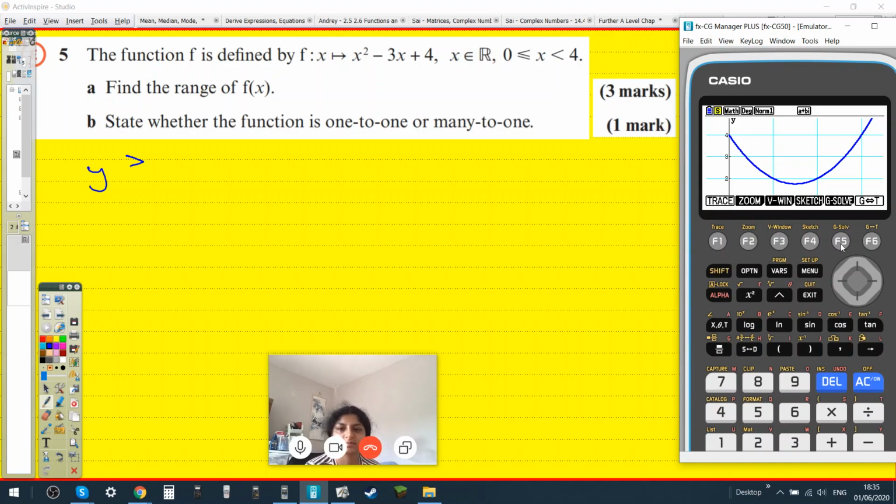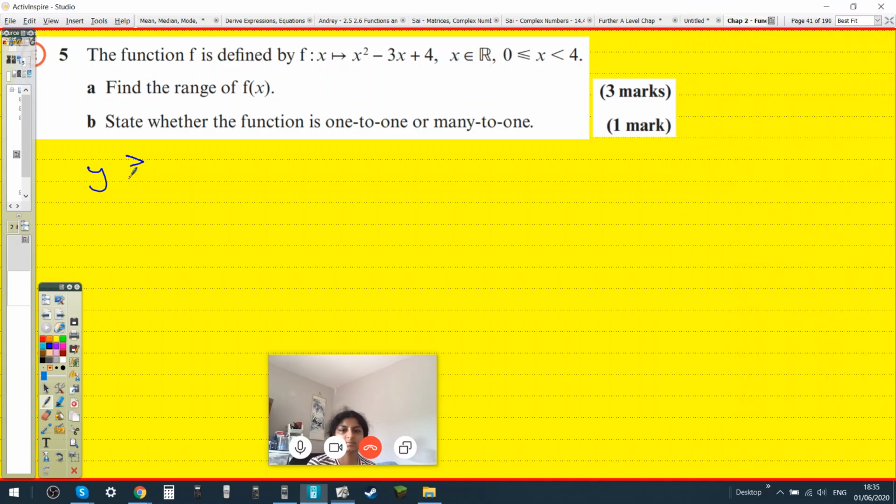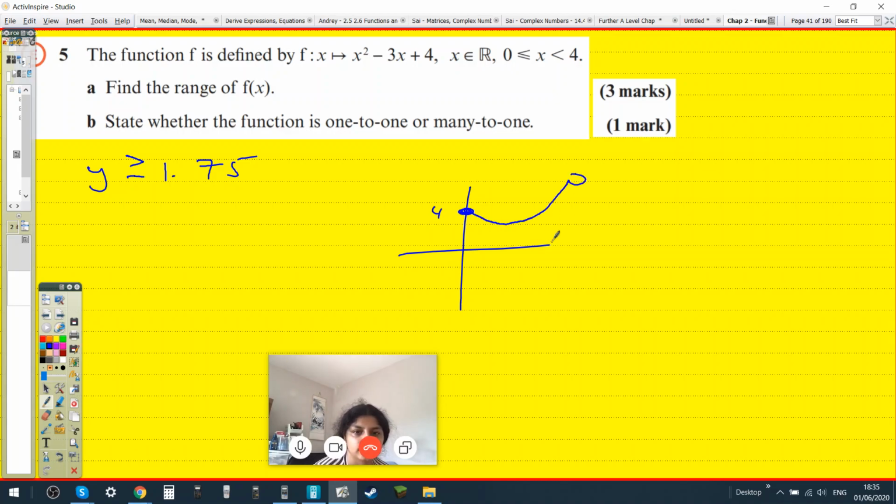Filled in. What about at the other end? Not filled in. Yep. And so y is greater than or equal to 1.75. And then we have that thing at 4. This one is filled in. This one is not filled in.